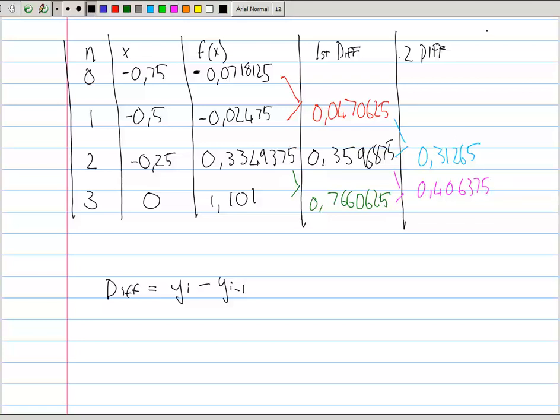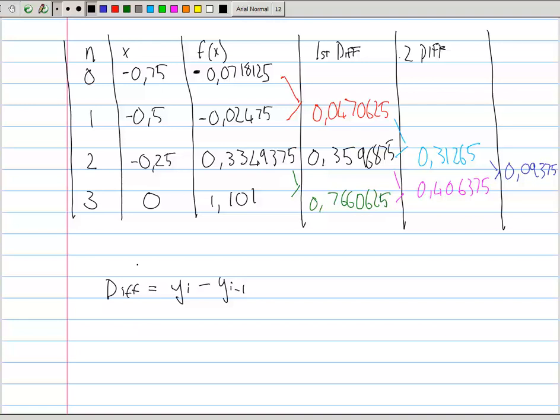Finally, we can look at our third difference, because we need to do polynomials of degree 1, 2, and 3. Our third difference, not divided difference, third difference, is going to be 0.09375. So now that we've got all of these, let's consider our formula.